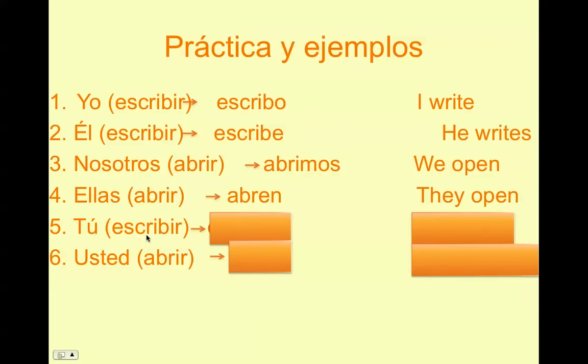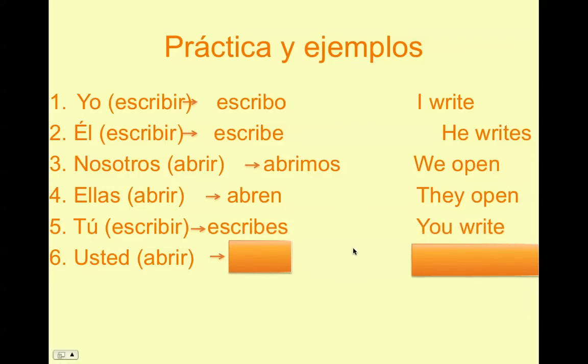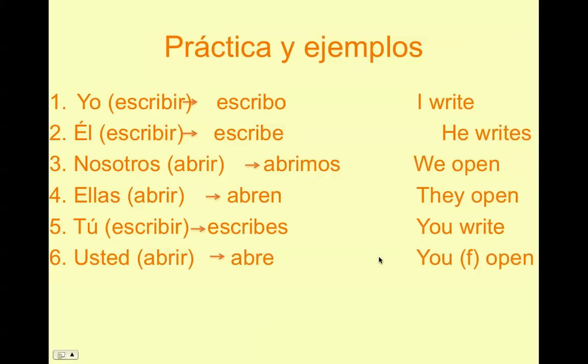Alright, let's move back to the verb escribir. Try it with the tú form. So tú, take off the IR, add the ending, it's escribes. What does that mean? You write. Last one, usted, which is you formally, and then abrir. So it's abre, you open.